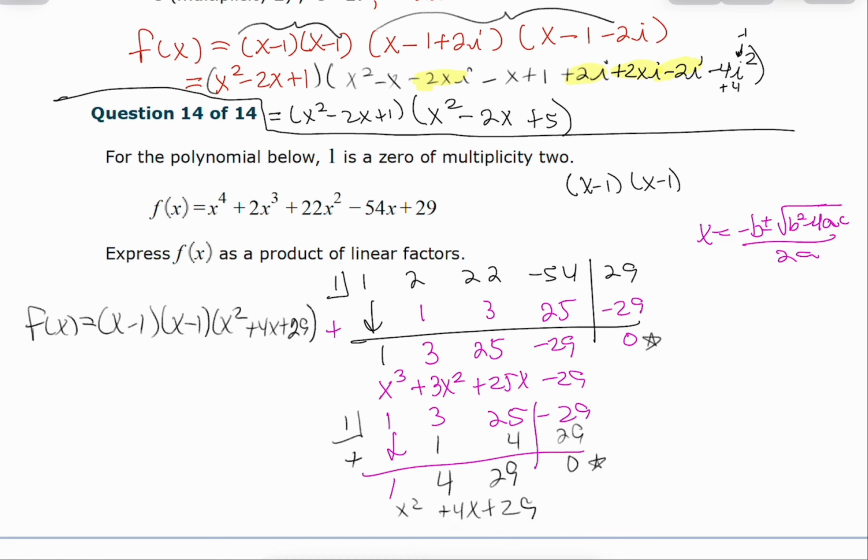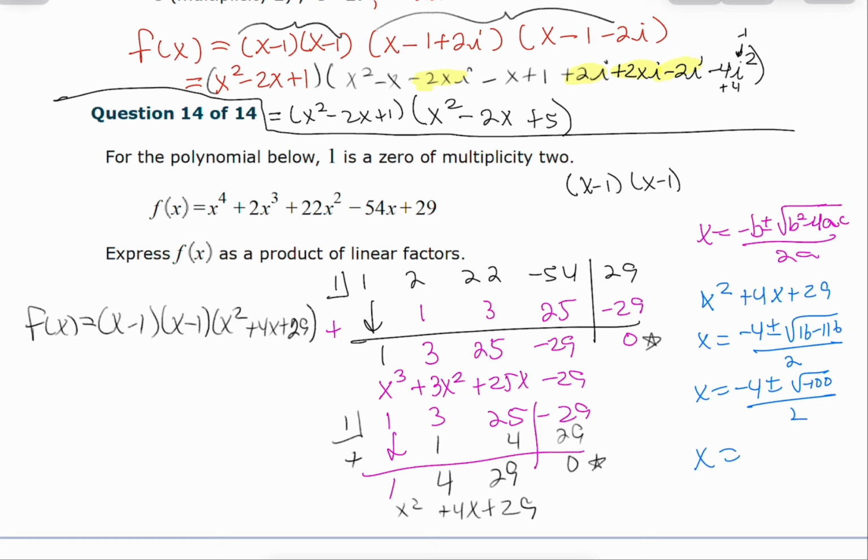So I'm going to do that over here to the side. I'm going to do the quadratic formula for x squared plus 4x plus 29, okay? So when we do that, we get negative b plus or minus the square root of b squared minus 4 times a times c, and 4 times 1 times 29 is a subtraction of 116 over 2a. So that's negative 4 plus or minus the square root of a negative 100 over 2.